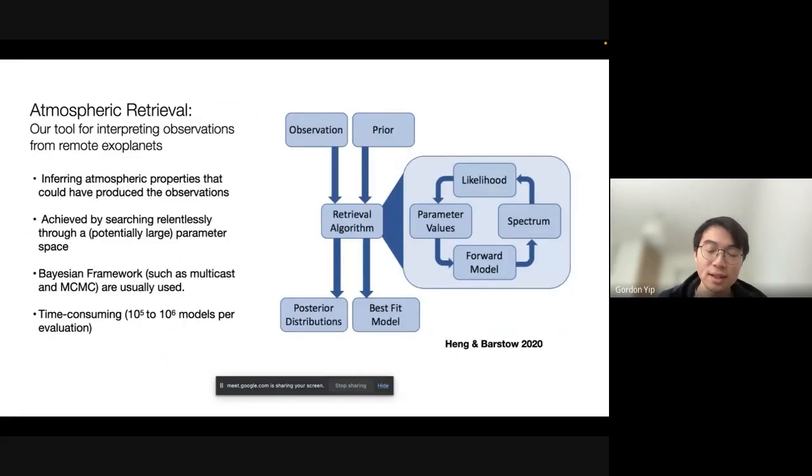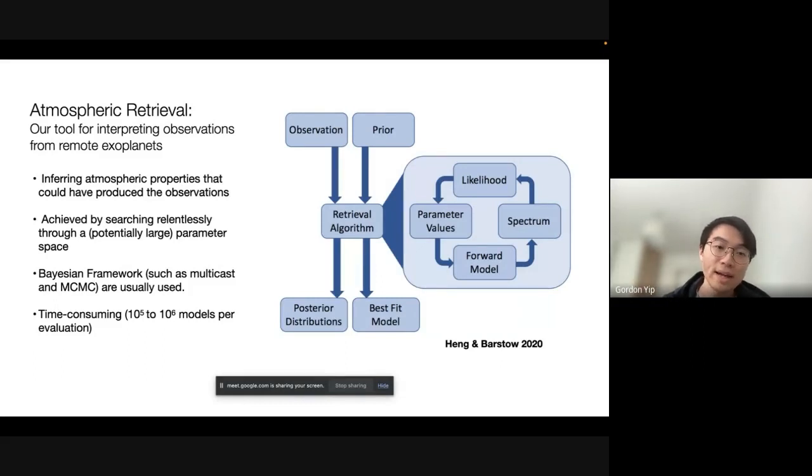Because all of these advanced developments are on the theory side of things. But then we have to match these theories to our observations so that we can check whether our theory actually makes sense or not. But for now, we can't do that. And that bottleneck lies with the tool that we use to interpret these observations. So what we use is what we call atmospheric retrieval.